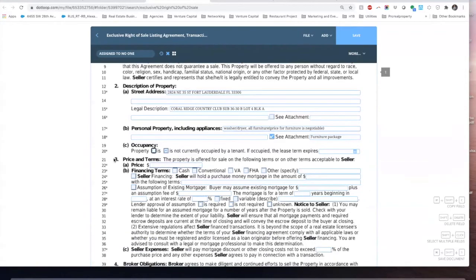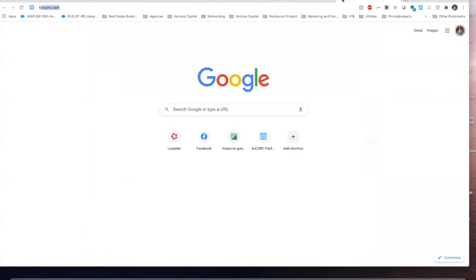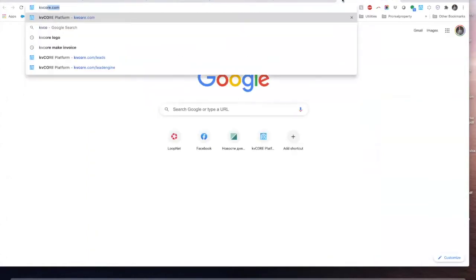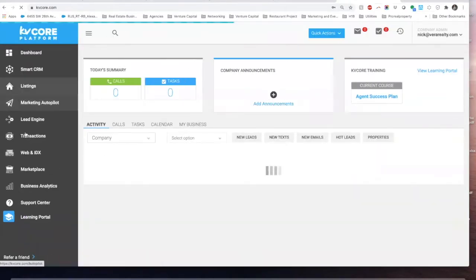And then the next point is price and terms. The property is offered for sale on the following terms or on the terms acceptable to seller. So price. Again, we can do CMA analysis ahead of time. I have a separate training on how to do CMA. We have a great tool in the system in KV Core, and I'll quickly show you how to do that.